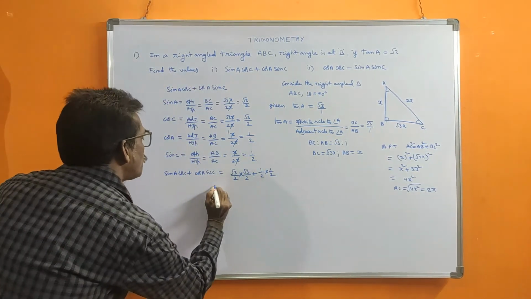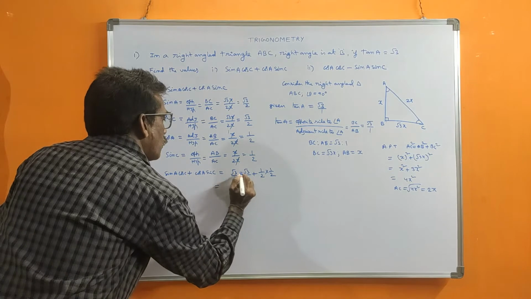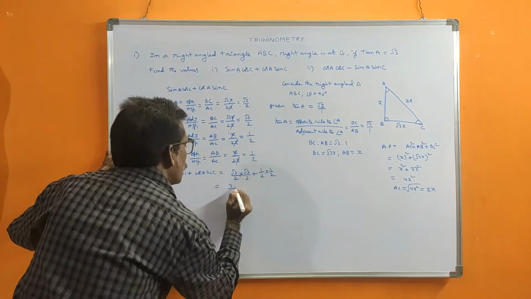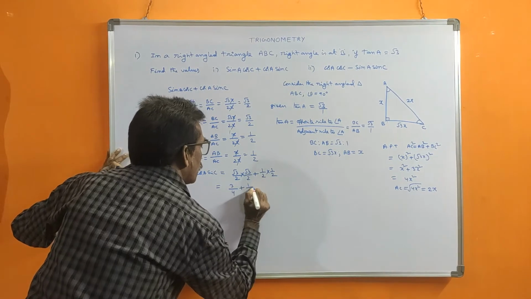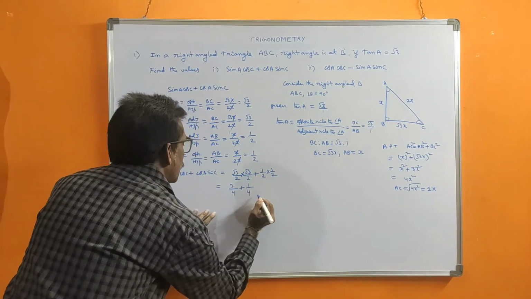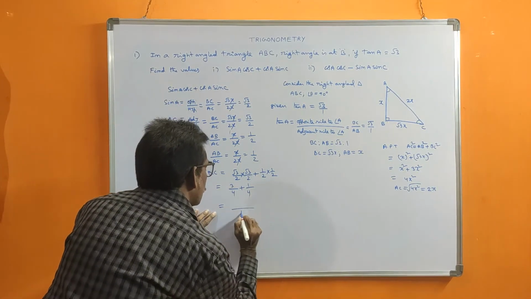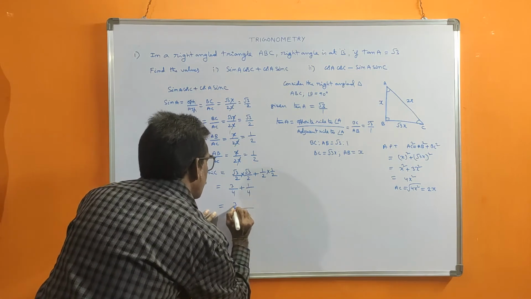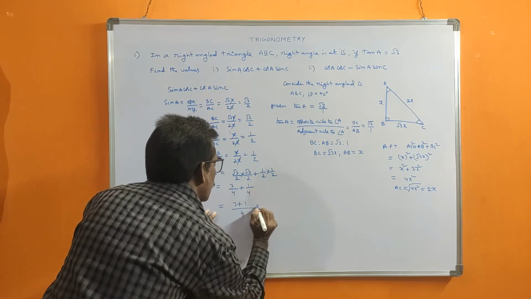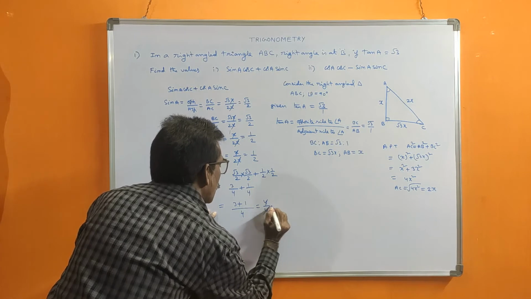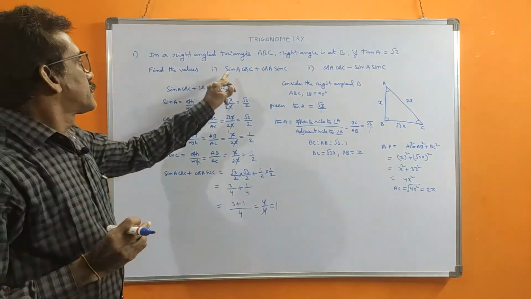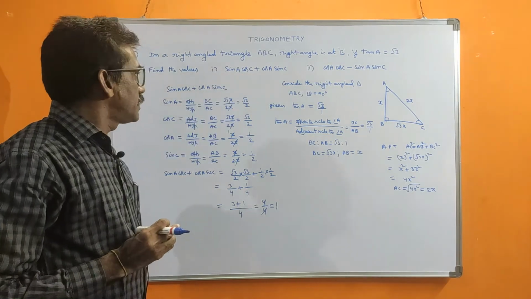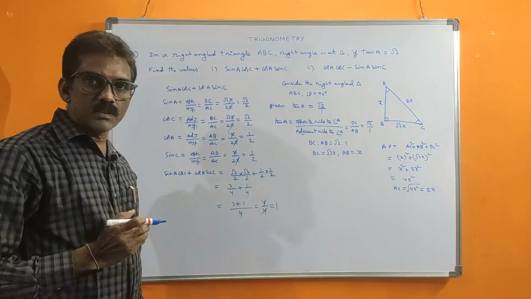Okay, now these simplifications. Root 3 into root 3 is 3. 2 2s are 4. Plus, 1 1s are 1. 2 2s are 4. This is simply a fraction. So 3 by 4 plus 1 by 4, that is 4 by 4, which is 1. So what he asked, sin A cos C plus cos A sin C, its value is 1.